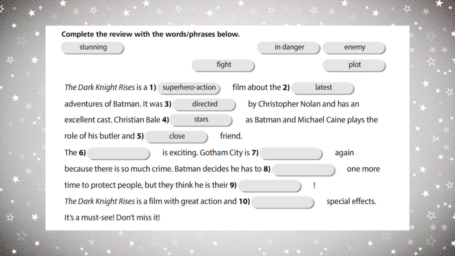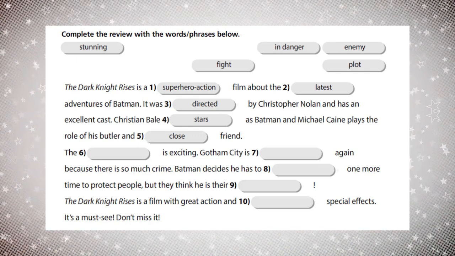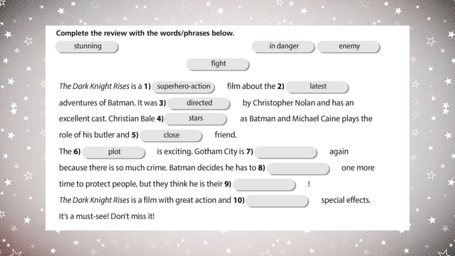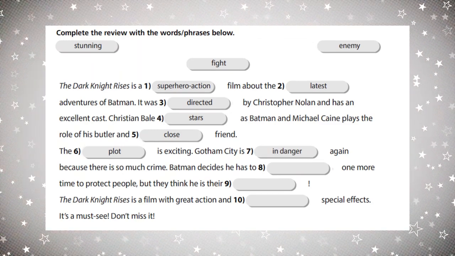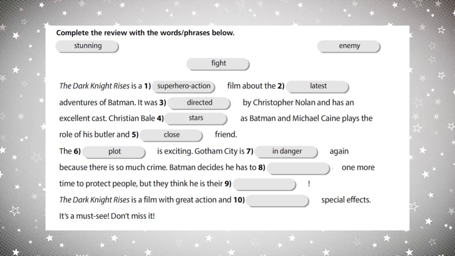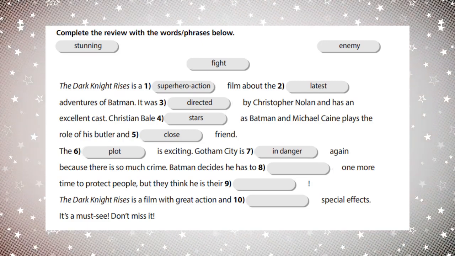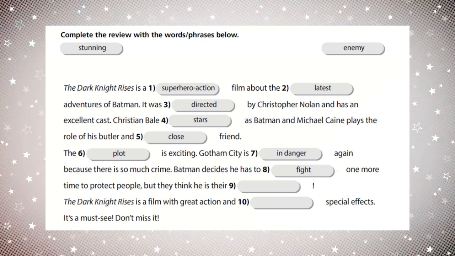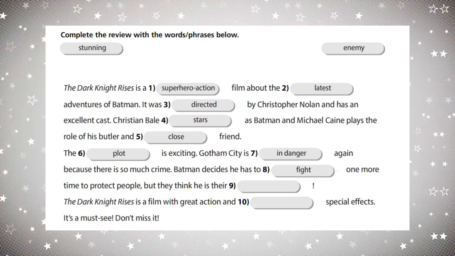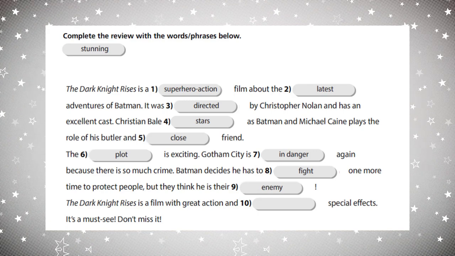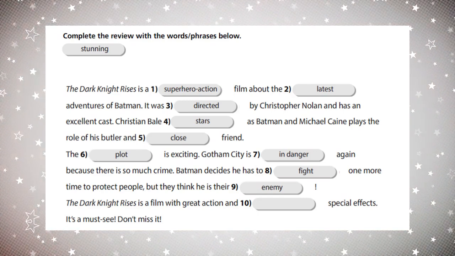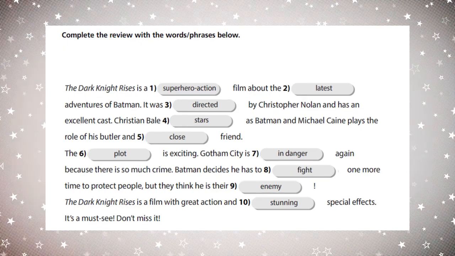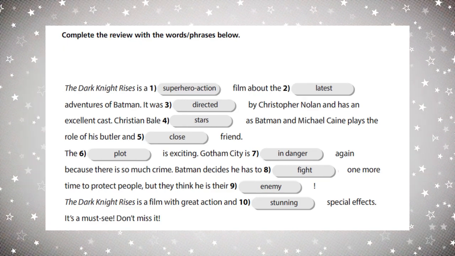The is exciting. What is exciting? The plot is exciting. Gotham City is in danger again because there is so much crime. Batman decides he has to fight one more time to protect people, but they think he's their enemy. So The Dark Knight Rises is a film with great action and stunning special effects. It's a must-see, don't miss it.